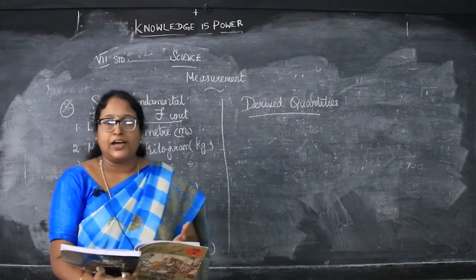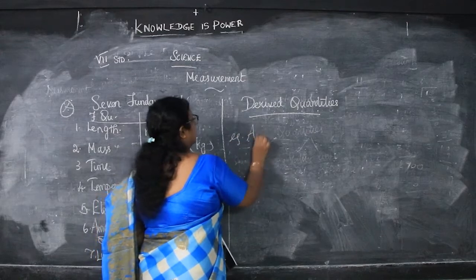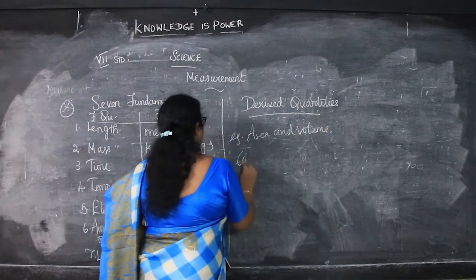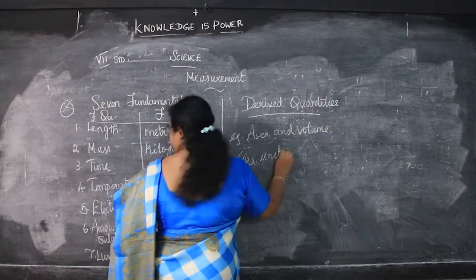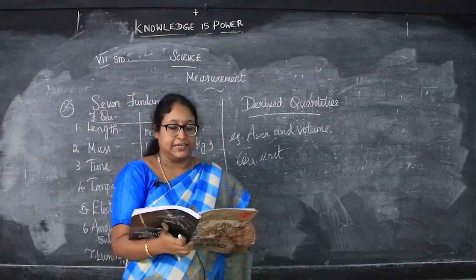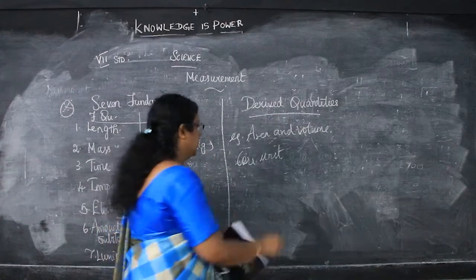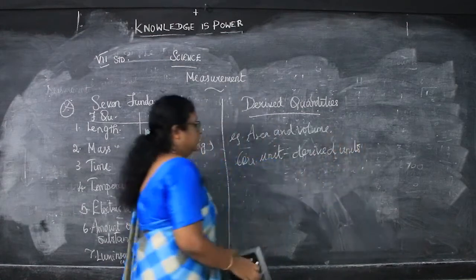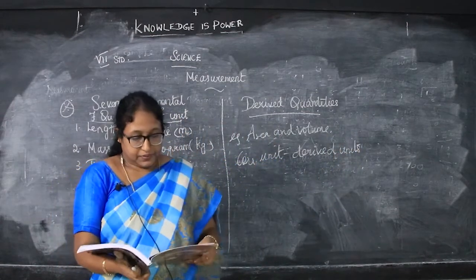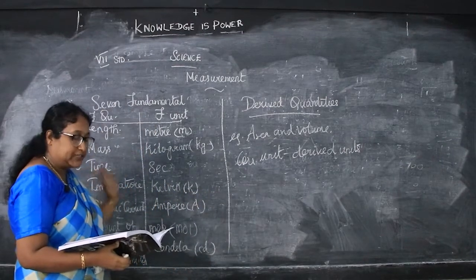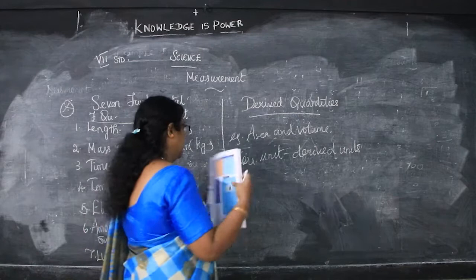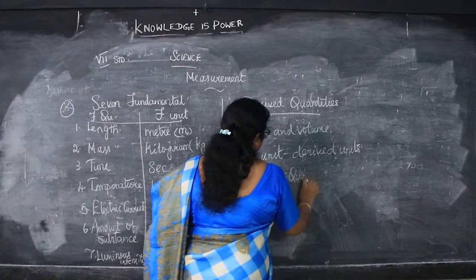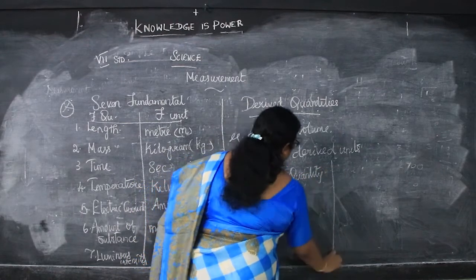For example, area and volume. So what is the example? Area and volume. And the corresponding unit for this is derived units. So they are called the derived units. So like fundamental quantities have units, derived quantities also have units. Derived quantity and their units.